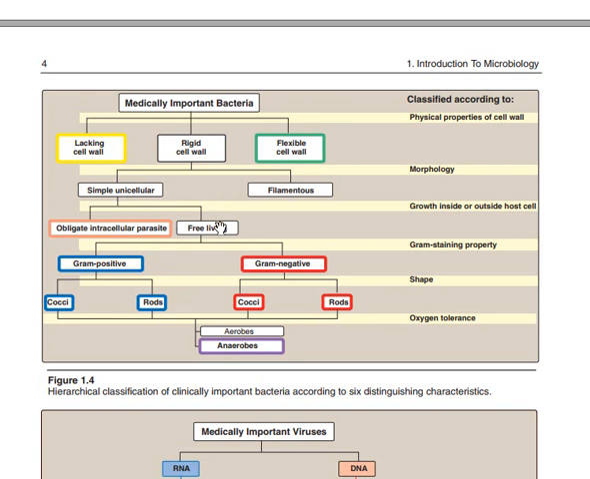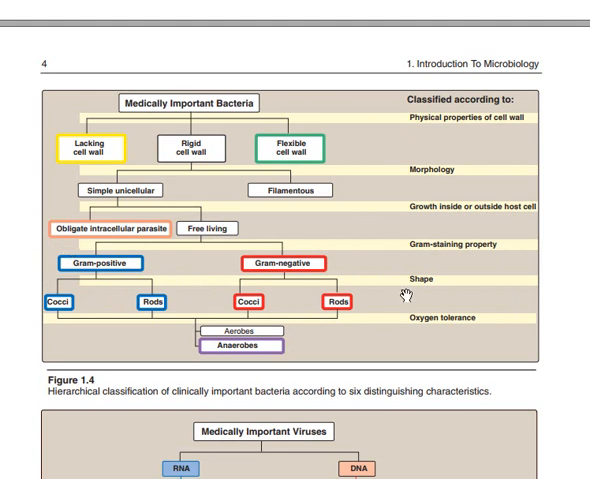Now, free-living organisms. The free-living organisms are divided into two: either the ones that have peptidoglycan cell wall, or the ones that do not have peptidoglycan cell walls. The ones that have peptidoglycan cell wall are called gram-positive, and the others do not have it, they are called gram-negative. That's based on the gram-staining properties.